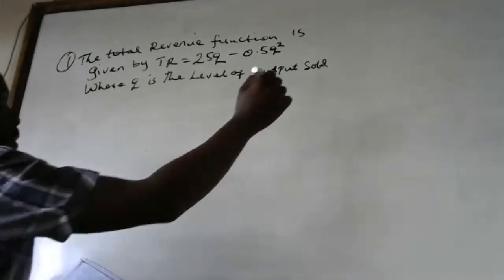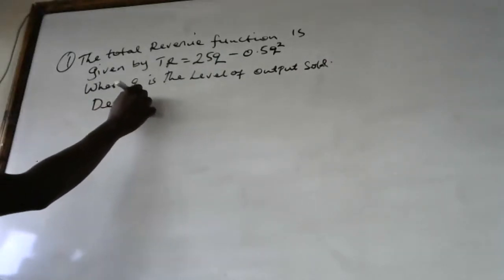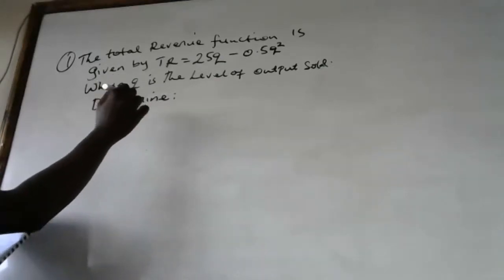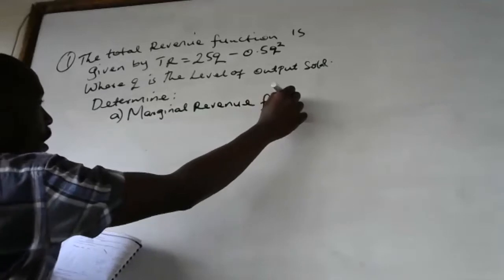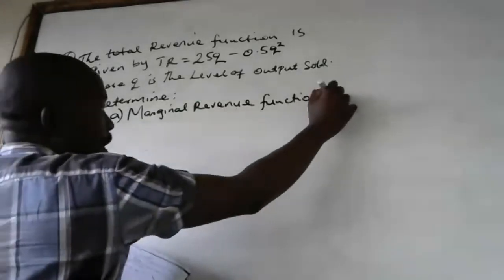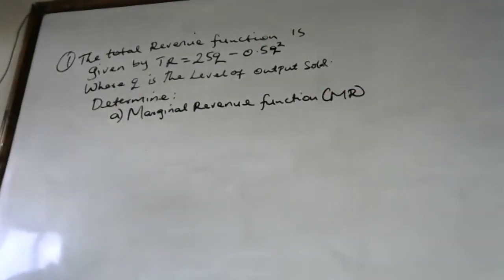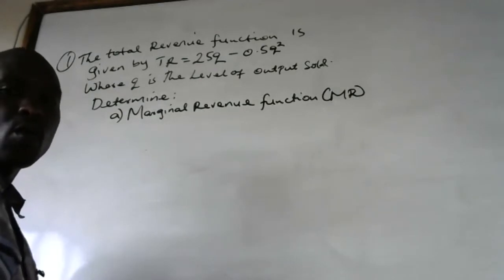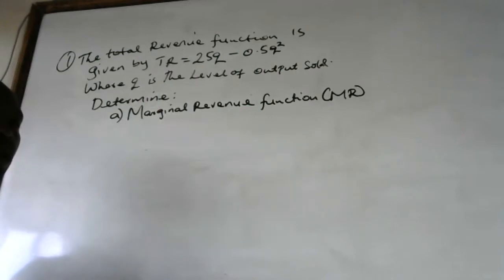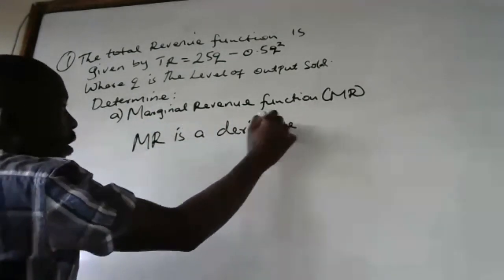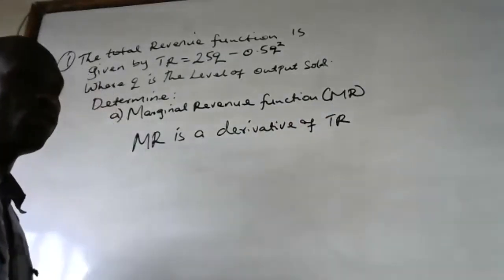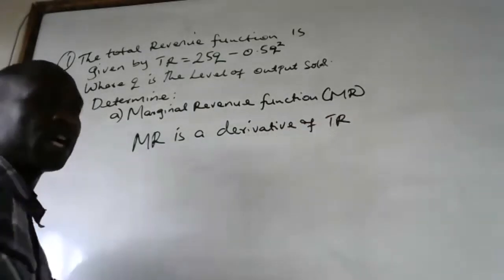So the question now here is to determine a marginal revenue function. The marginal revenue function is the same as the MR. You are told to determine the MR. I hope you remember whatever we discussed in our previous classes, but the marginal revenue function is obtained when we differentiate the total revenue function. So, marginal revenue, MR, is a derivative of total revenue. That is to say, a derivative simply means that it is a differentiated function of total revenue.